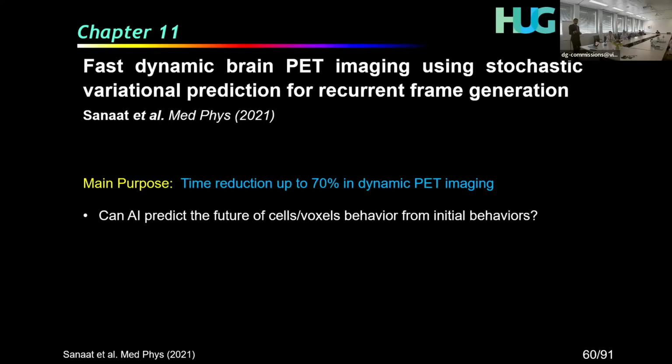So basically, we tried to reduce the brain PET imaging, dynamic PET images, by up to 70%. We wanted to understand if AI can predict the future of the cells or voxels from their initial state.